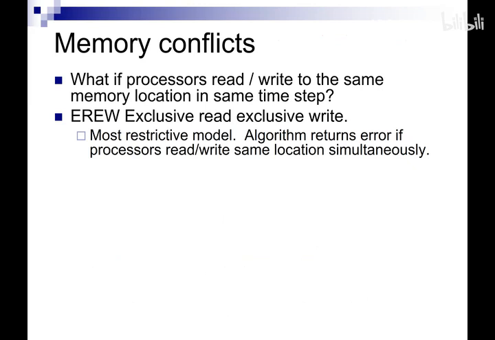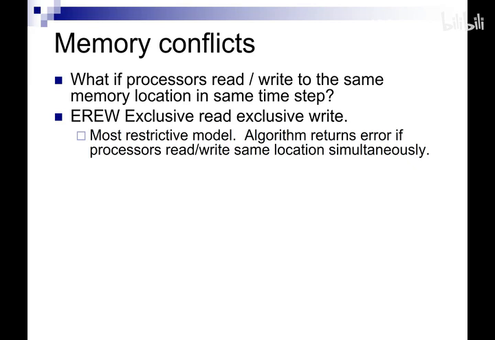So the first submodel is called the EREW model, which stands for exclusive read, exclusive write. In this model, we simply do not allow the processors to read or write to the same memory location in the same time step. They can of course read the same memory location in different time steps, but if they try to do this in the same time step, then the program is going to crash.